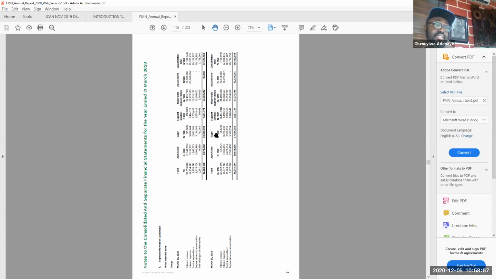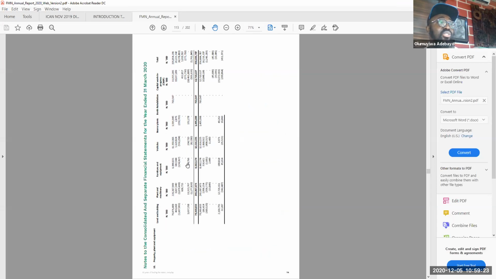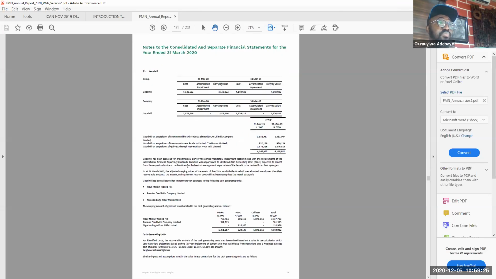Okay. Now, net operating gains, they broke it down. What are other incomes that you have made? From what source? They broke it down. The selling expenses and distribution, they broke it down into those that serve as commission, which is employee related, those that are advert, and those that are selling expenses. Administrative, they broke it down into auditor's remuneration, bank charges, legal fee. All of these are what we talked about. And finally, you come to disclosures.